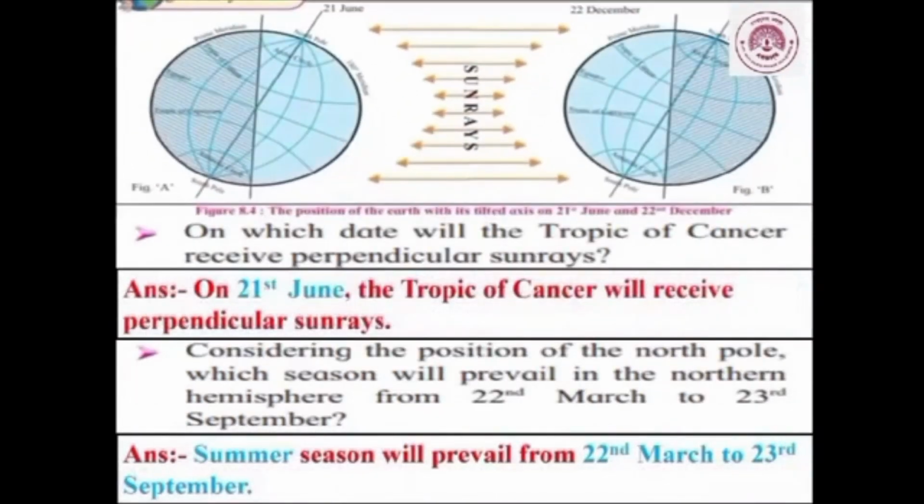Then, on which date will the Tropic of Cancer receive perpendicular sun rays? On 21st June, the Tropic of Cancer will receive the perpendicular sun rays. Then, considering the position of the North Pole, which season will prevail in the Northern Hemisphere from 22nd March to 23rd September? If you see carefully in the figures, you can make out that there will be summer season, which will prevail from 22nd March to 23rd September in the North Pole.